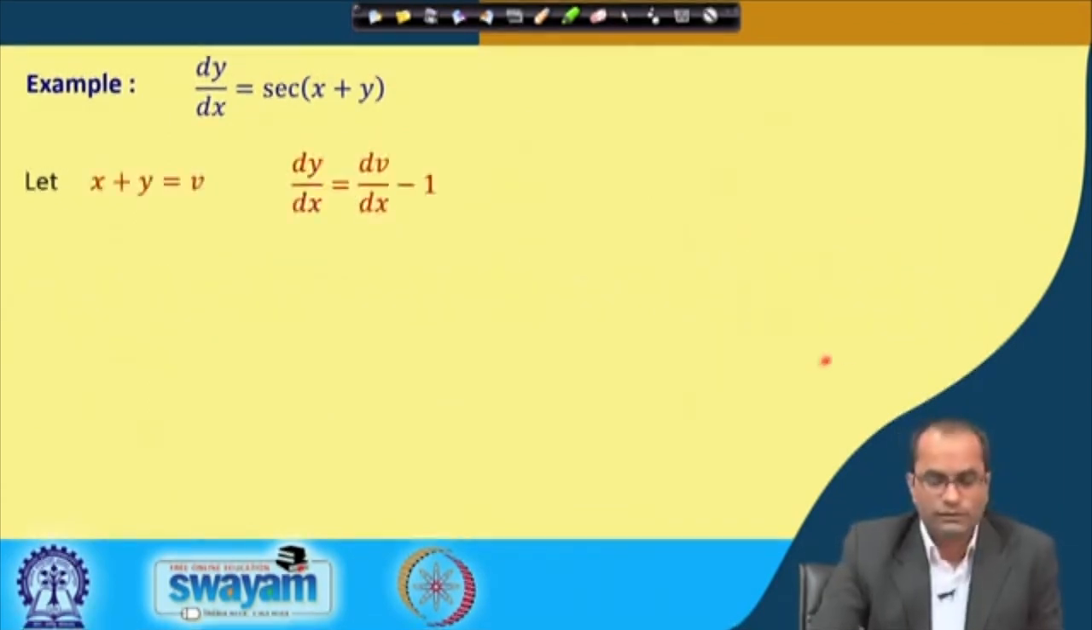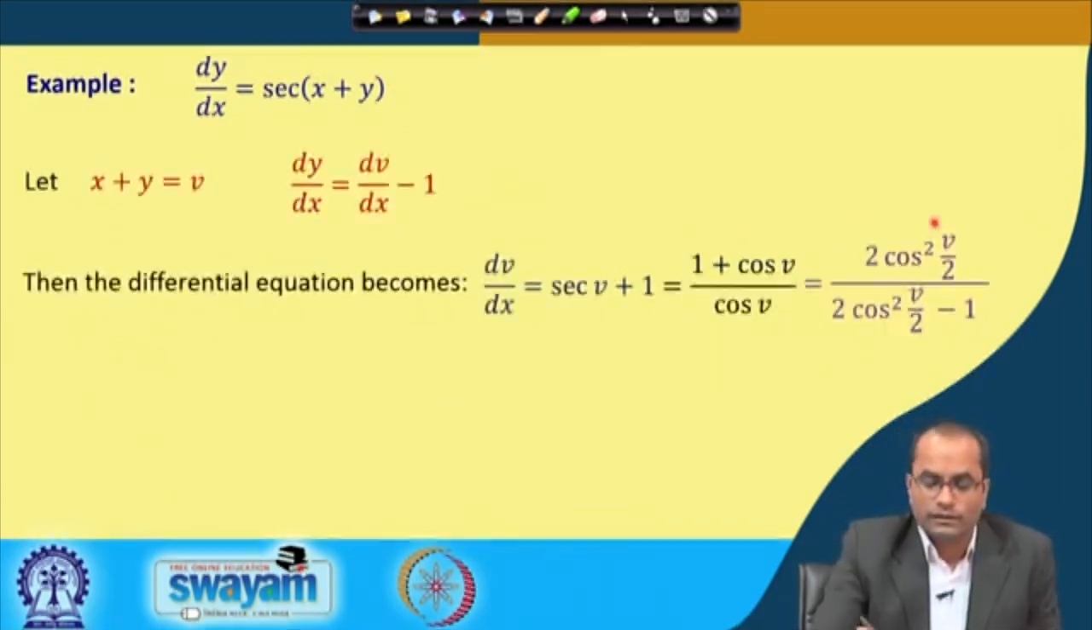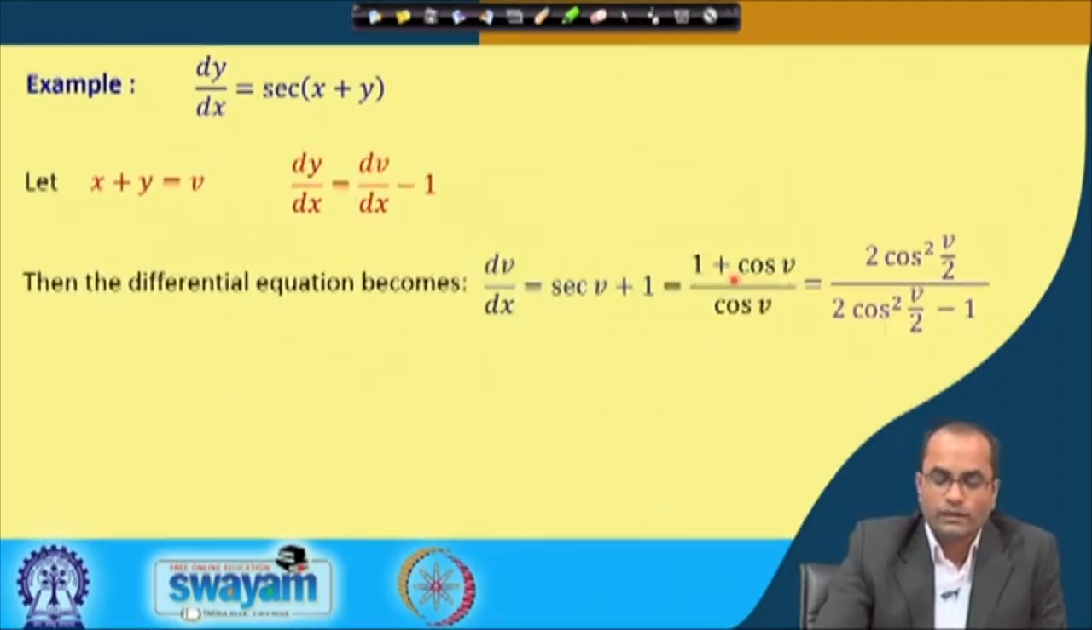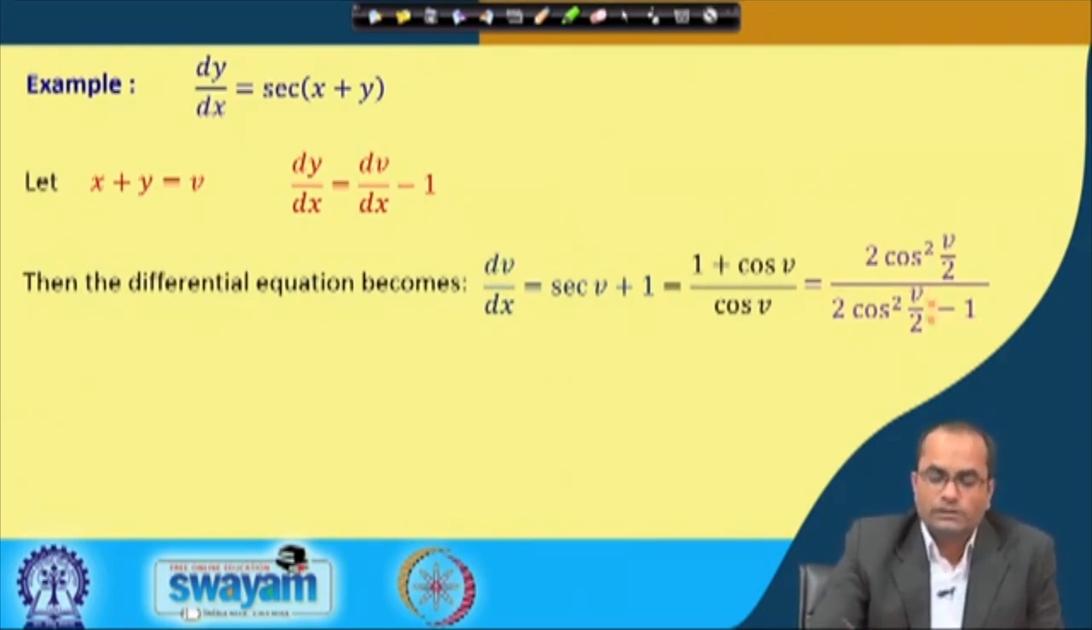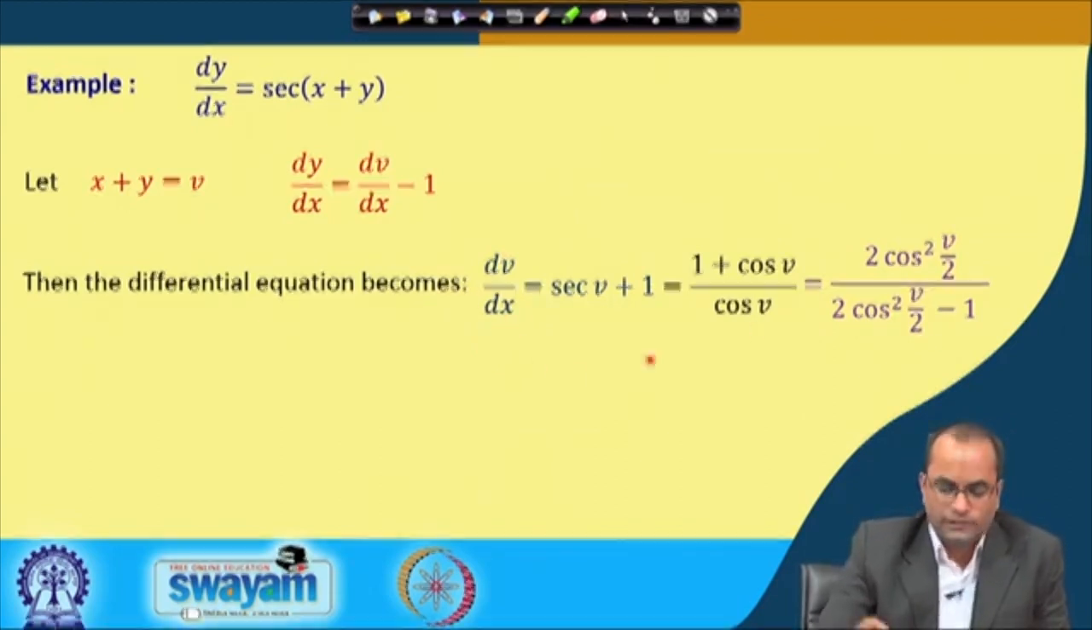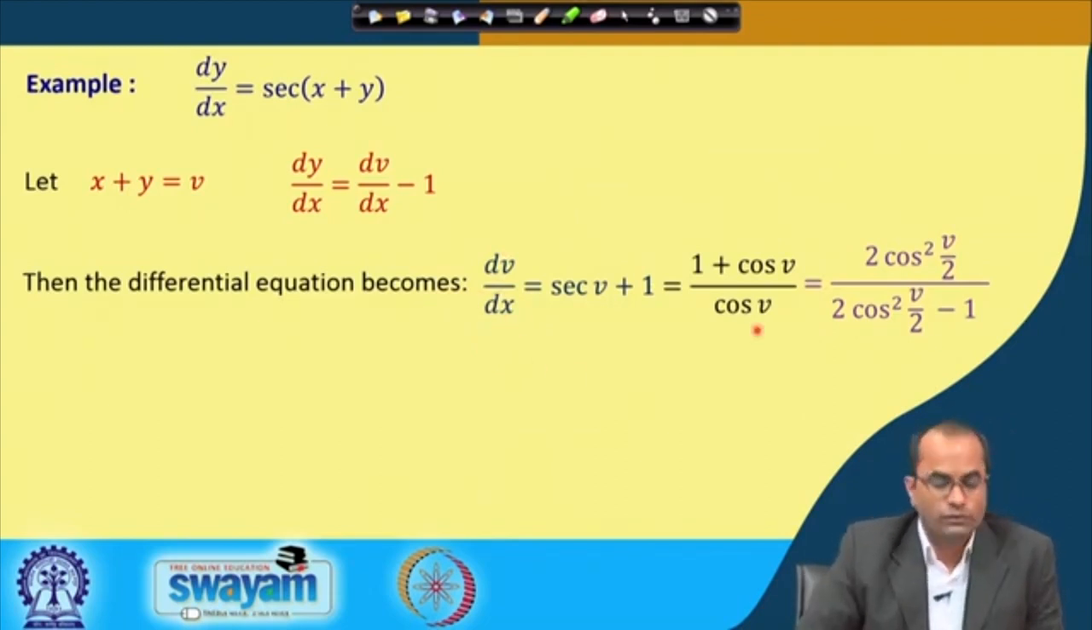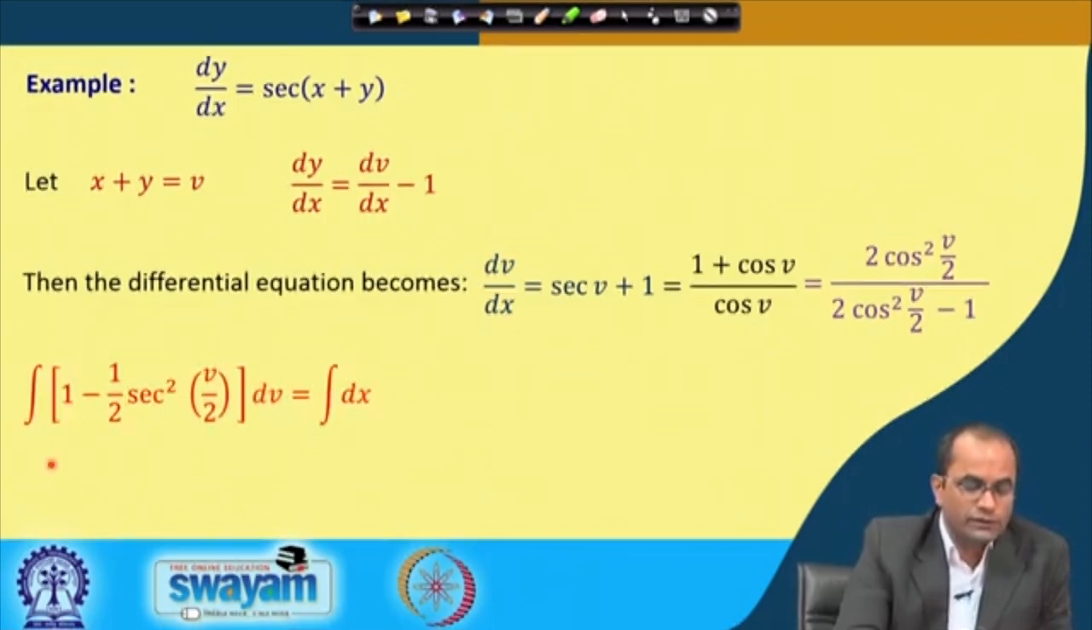In terms of v by 2, we can write 1 plus cos v as 2 cos square v by 2, and here cos v will be 2 cos square v by 2 minus 1. We have done this because now the integration will be easier. So, all these terms will go to the left hand side and the differential dx will go to the right hand side, and then we will integrate it.